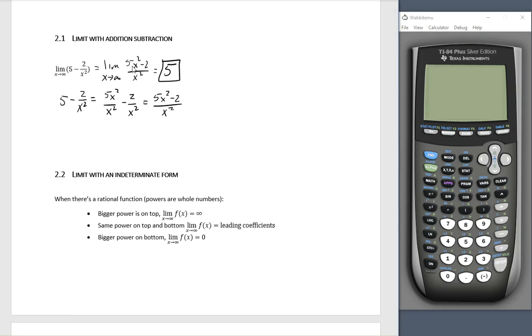Where there's a rational function, and the powers are whole numbers, if the bigger power is on top, the limit is infinity. It's an infinite limit at infinity. If the same power is on top and bottom, here 5x squared, here 1x squared, same power top and bottom, the leading coefficients, 5 divided by 1, is our limit. If the bigger power is on the bottom, the limit is equal to 0.